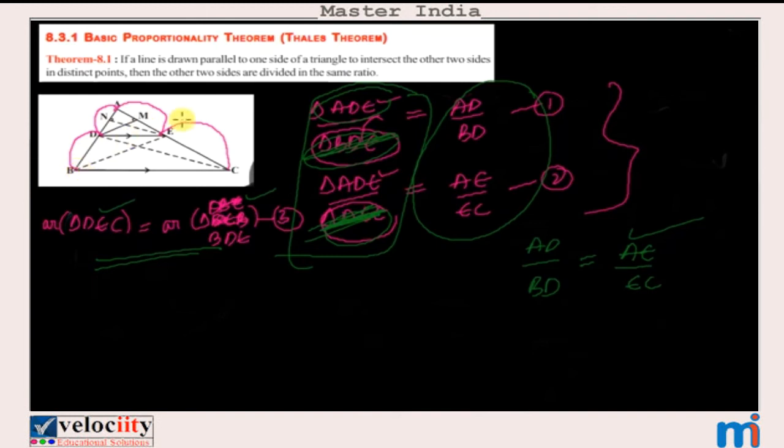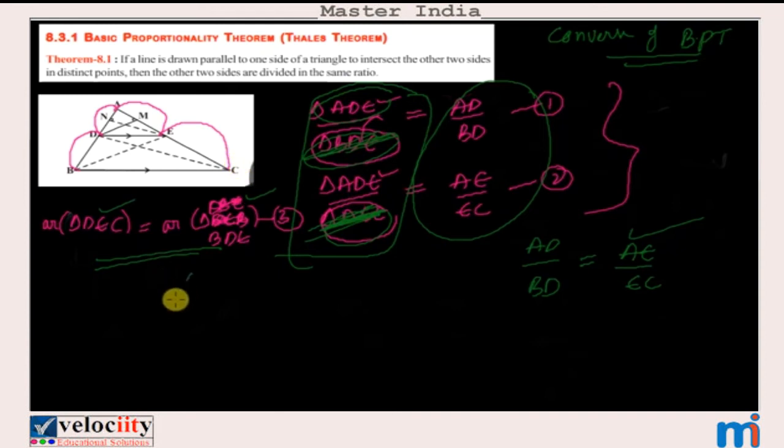Let us now go through the converse of the basic proportionality theorem. In short form it is also known as BPT, popularly known as the BPT theorem, basic proportionality theorem. We'll now look at the converse of BPT. The converse of BPT would obviously say the reverse of it. It would say that if two sides are divided in the same ratio, then the line would be parallel to the third side. That's the converse of BPT.